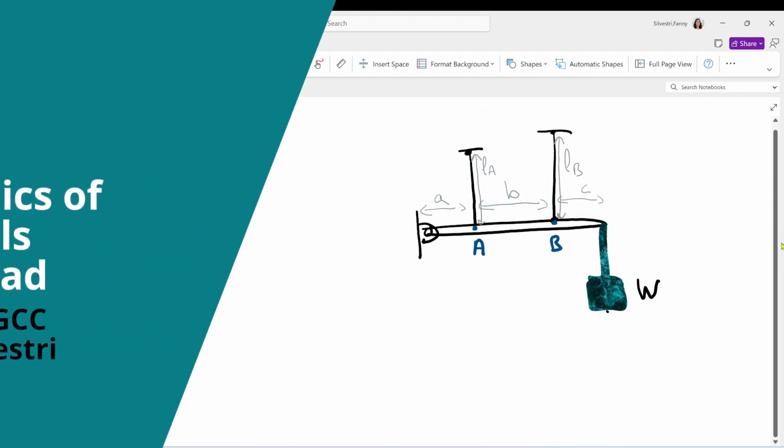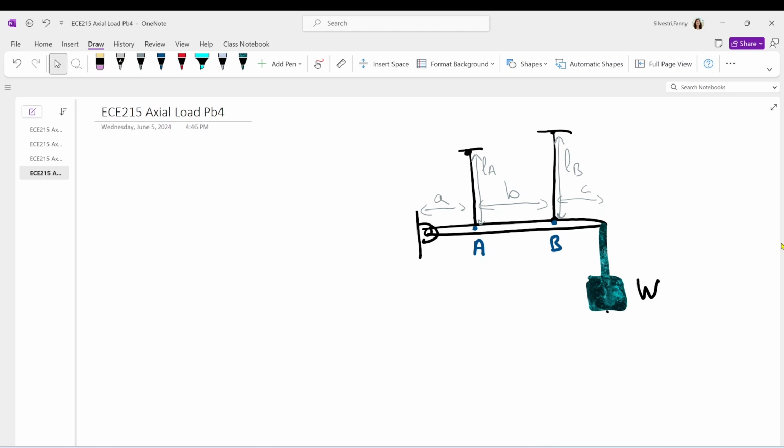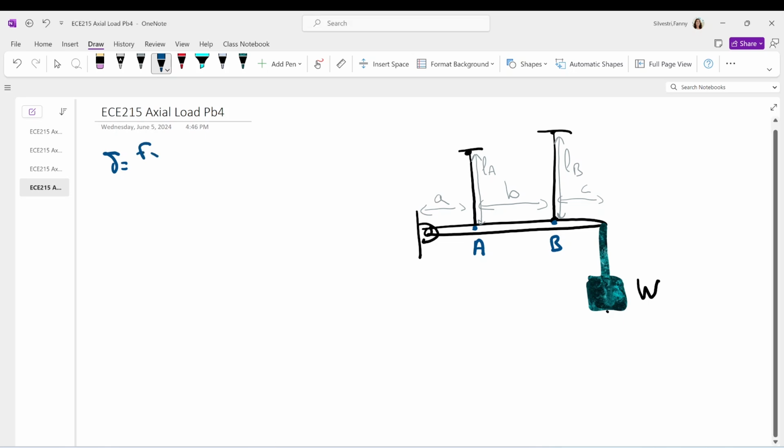So in this example, we will see how we can use this new formula. Let me write it: delta equals, remember that formula? What is that formula? F times L divided by A times E. Make sure I don't make any mistake. How can we use this formula to find forces in a system that is undetermined?